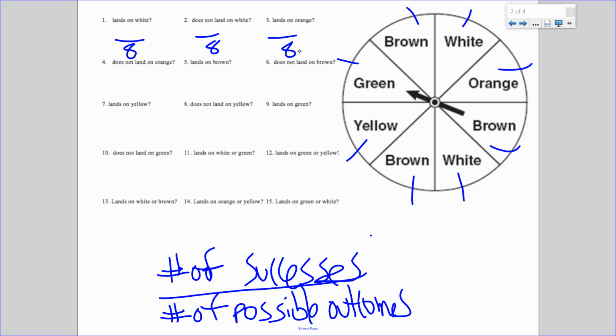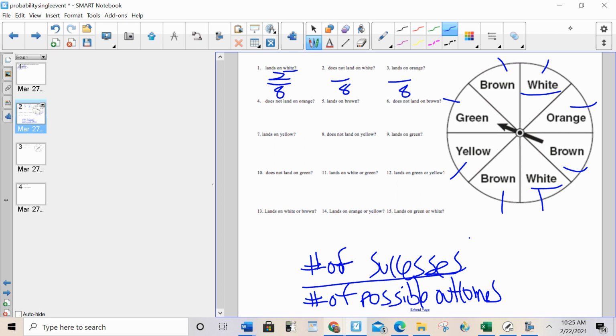Now, the number of successes, what that means is, for number 1, how many are landing on white? How many of the 8 sectors are white? 1, 2. 2 out of 8. That's it. Now, it does not land on white. There's 2 different ways to do this. One, you can count all the ones that are not white. So that would be 1, 2, 3, 4, 5, 6 of them aren't white.